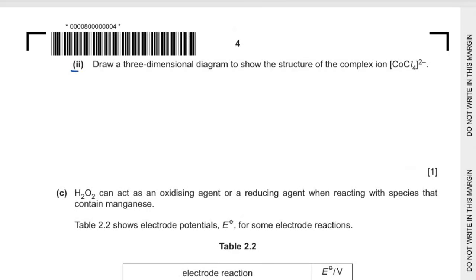Now the second part is: draw a 3-dimensional diagram to show the structure of the complex, that is CoCl4 2-, and we already know that it is tetrahedral. Now if we want to draw tetrahedral, this is how you draw, but if it is 3D, then you need to draw a bold line and a dotted line.